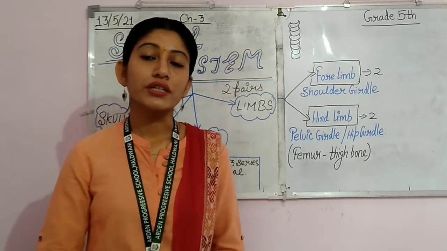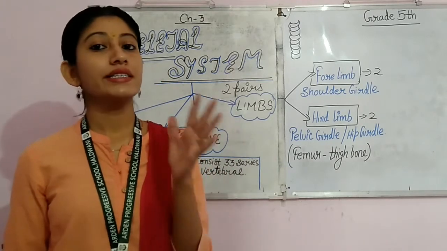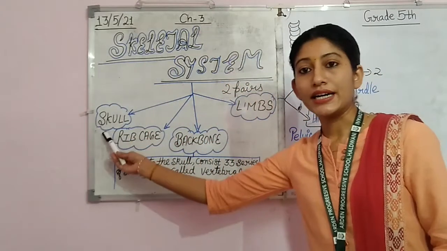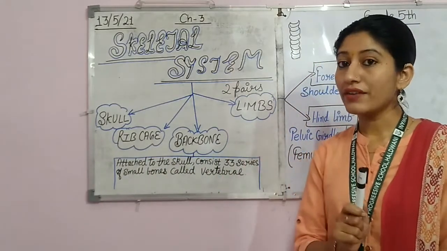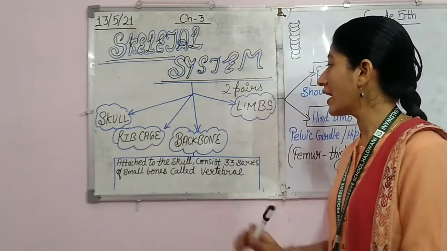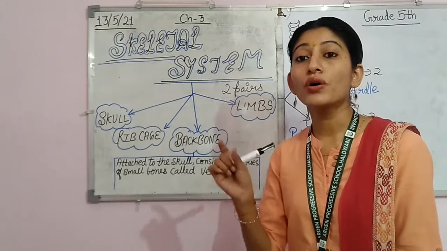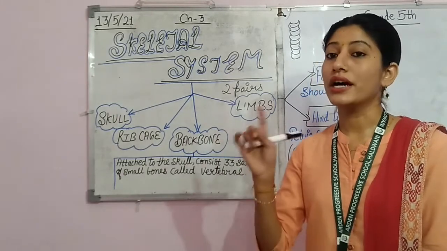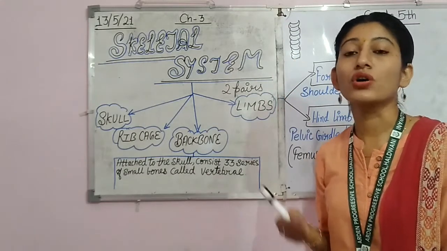Okay. So students, see what we have discussed in today's class. I told you in a prior video that the skeletal system consists mainly of 4 parts. What are these? These are the skull, rib cage, backbone and limbs. In our previous video, we discussed the skull as well as the rib cage. And in today's video, we have discussed the backbone as well as the limbs. You know that the backbone is a long bone made up of 33 small bones which are attached to the skull, and these small bones are arranged in the form of a column that is called the vertebral column.